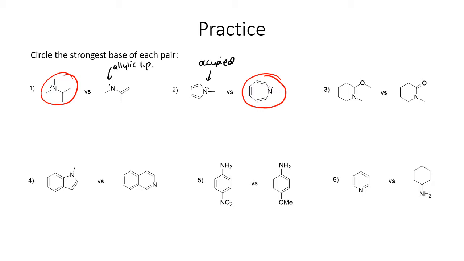For our third set, we have our lone pairs. Now, if you look closely, we have an amide functional group here. So even though it's in a ring, we have a carbonyl directly connected to a nitrogen. So amides are not basic at all. So instead, our first molecule is going to be the most basic, and this is just a regular tertiary amine.